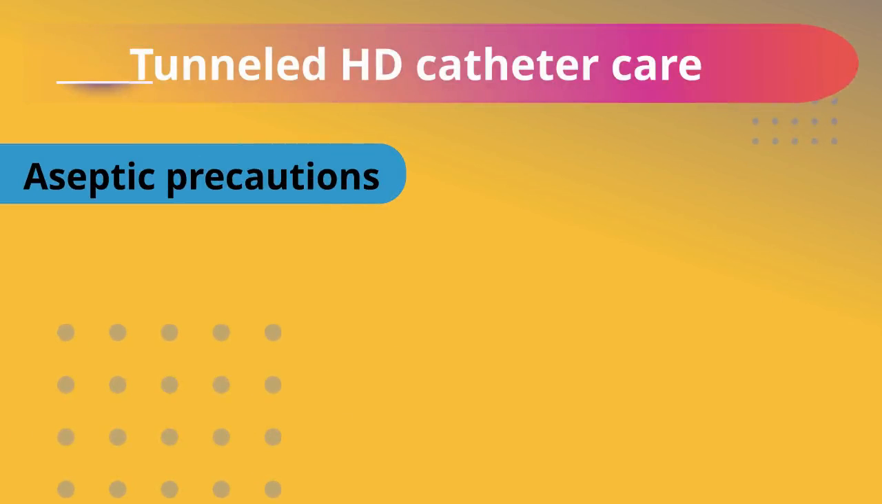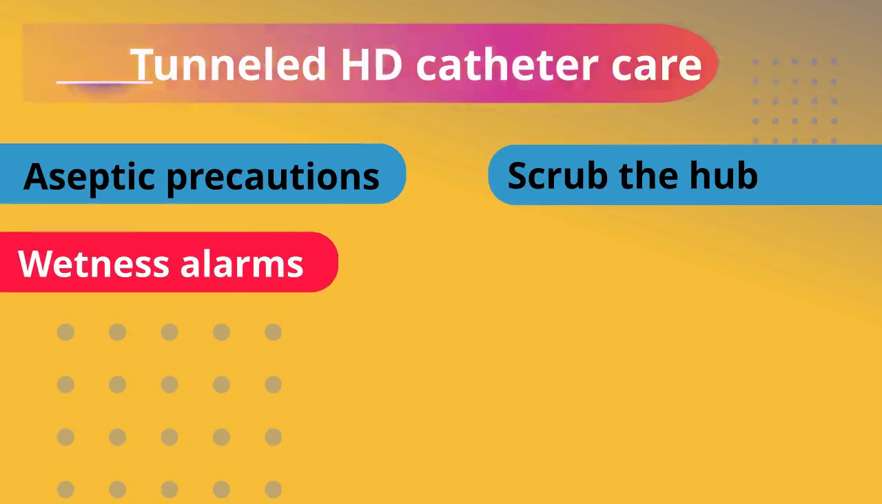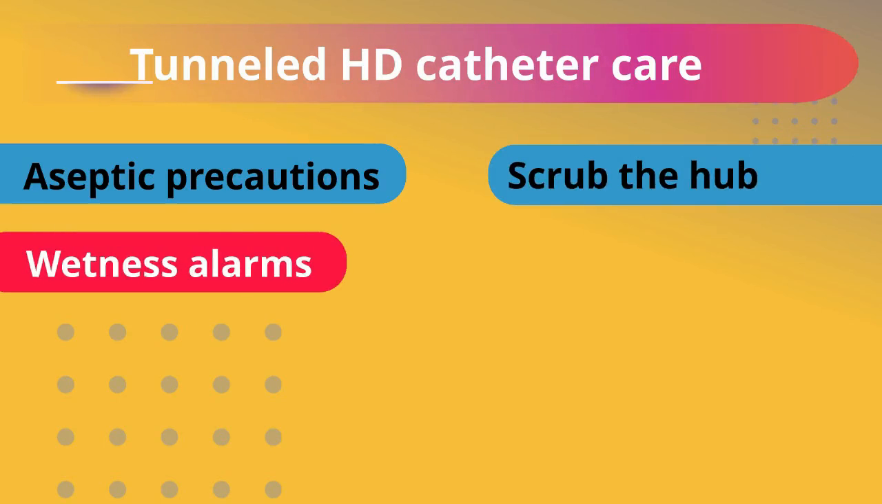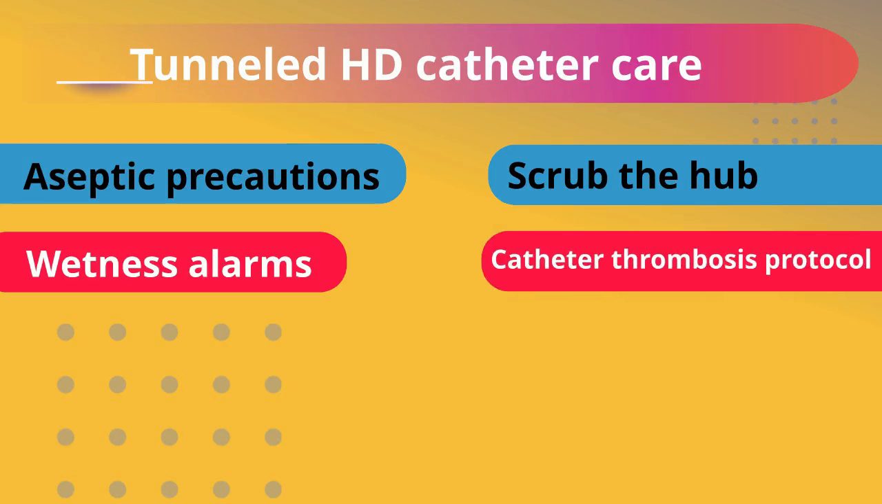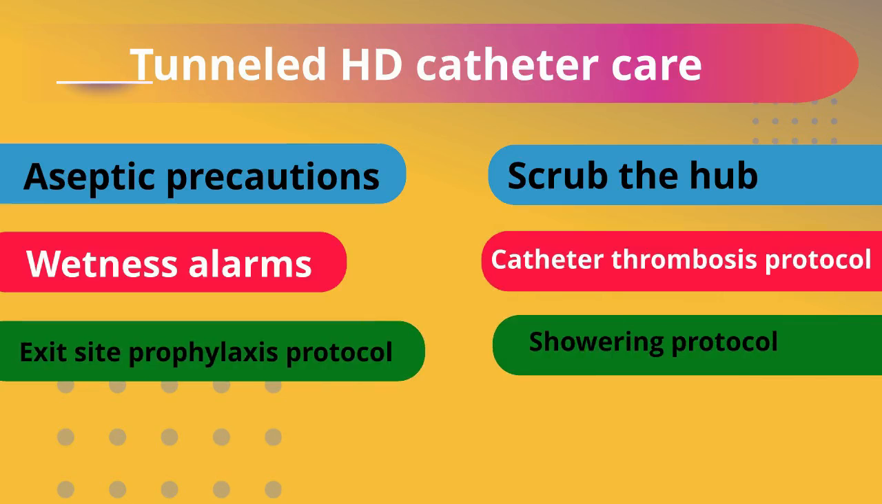Next, let us discuss tunneled hemodialysis catheter care. It is important to always follow aseptic precautions. Scrub the hub protocol has been suggested to reduce catheter-associated infections. Use of wet alarms and wetness detectors are encouraged to detect blood leak. Catheter thrombosis management protocol, exit site prophylaxis, and showering protocol often varies with center.